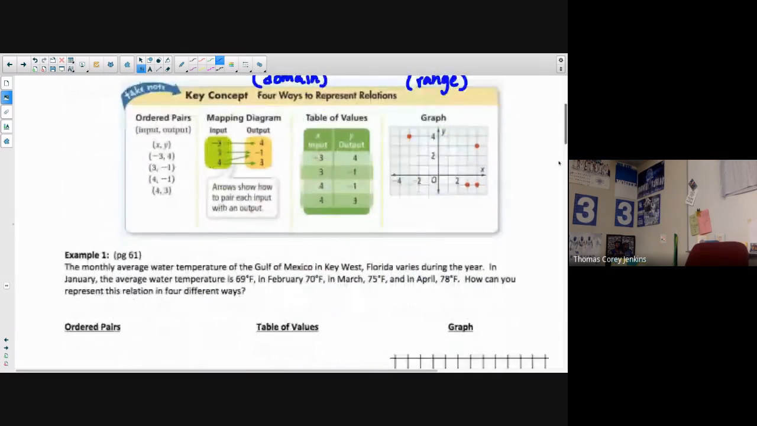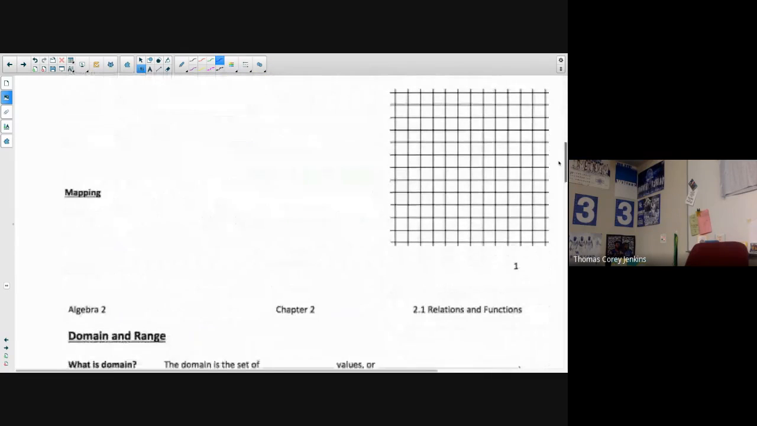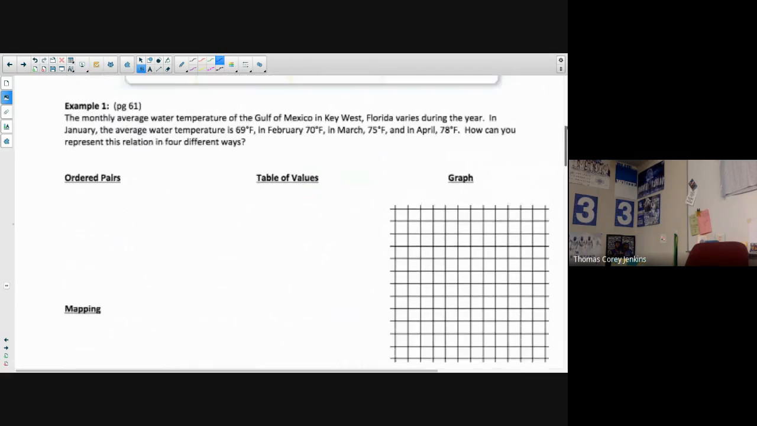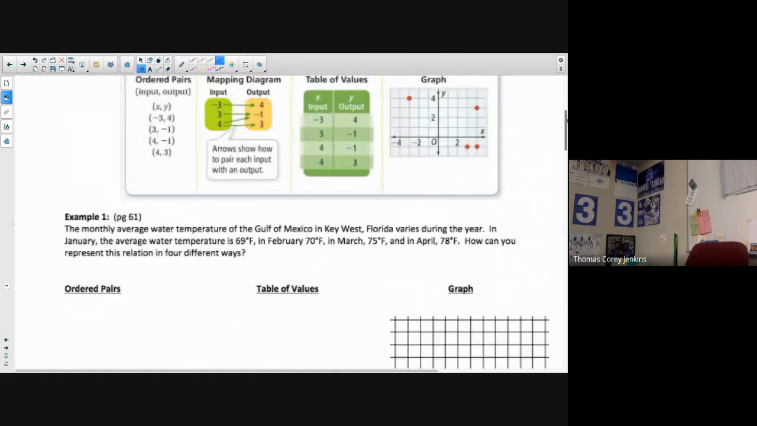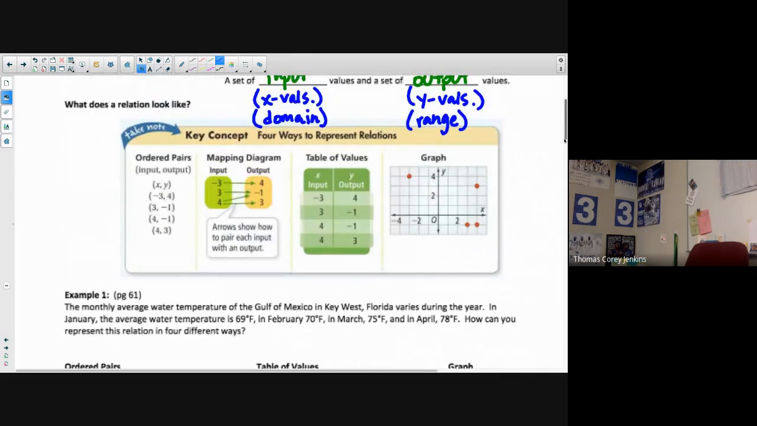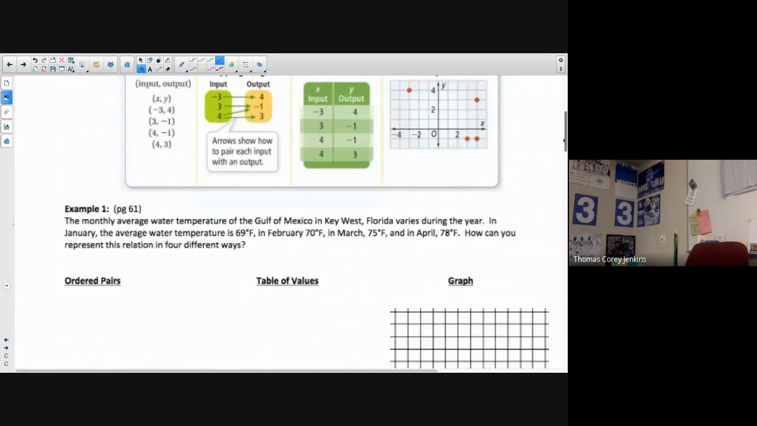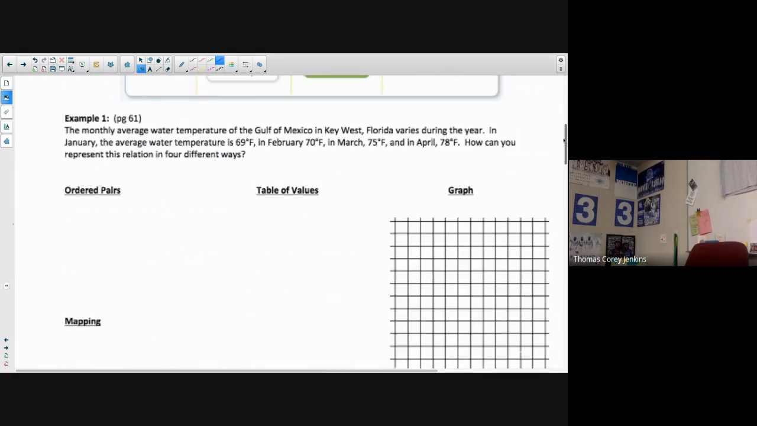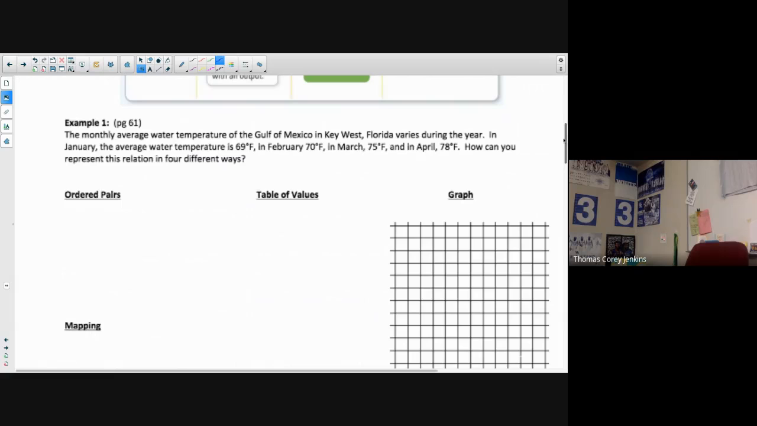All right, so now we are going to look at different ways to represent the following data. Example 1 says the monthly average water temperature of the Gulf of Mexico at Key West, Florida varies during the year. In January, the average temperature is 69 degrees, February 70, March 75, April 78. So basically represent this in different ways.